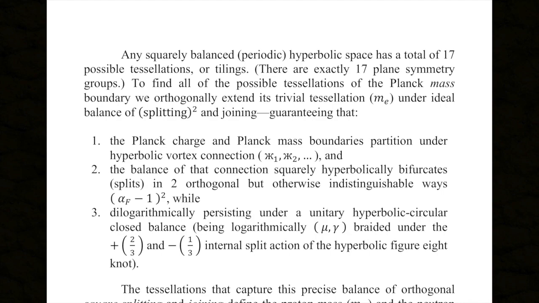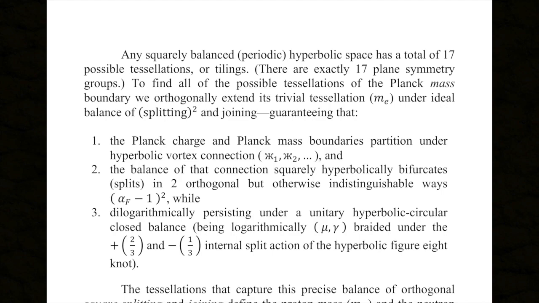One, the Planck charge and the Planck mass boundaries partition under hyperbolic vortex connection, right? So our partition parameters are going to be J1, J2, and so on. Two, the balance of that connection squarely hyperbolically bifurcates. Because we're explaining a vortex, if something's coming out of the throat of a vortex, it's coming out in a way that's radial, which means it's splitting in one way, but it's splitting in another orthogonal way also.